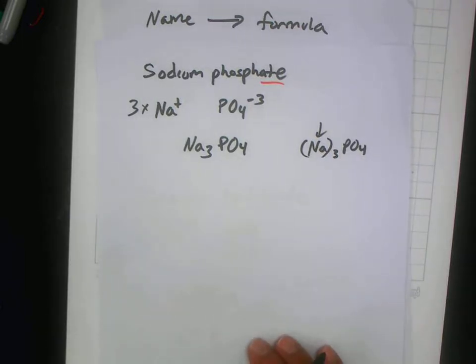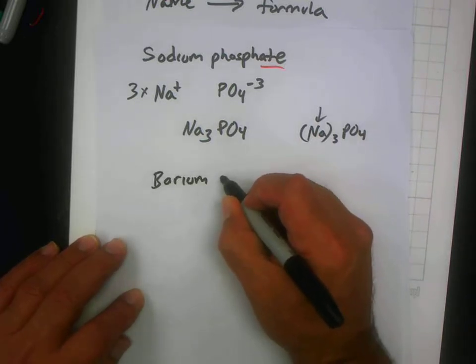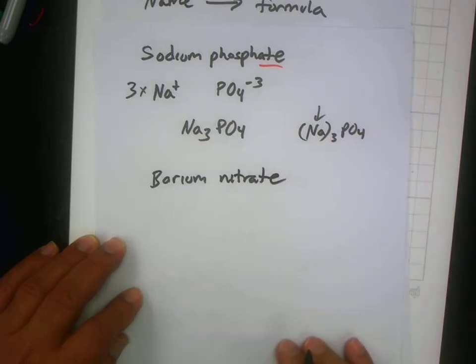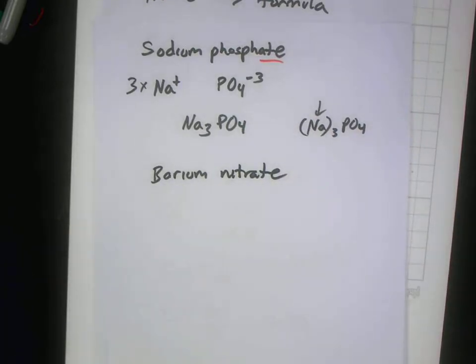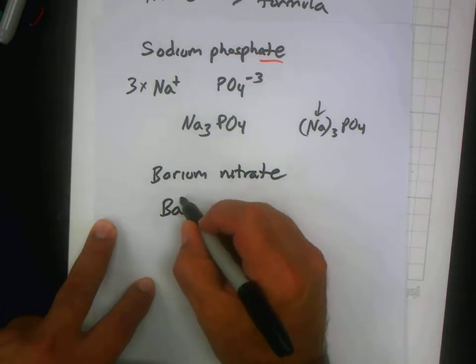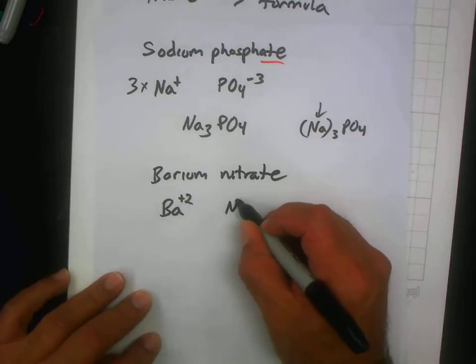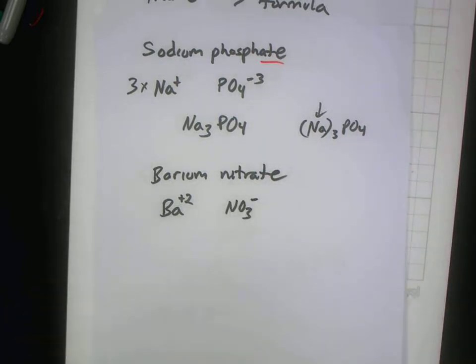One more like this. Barium nitrate. All right, so barium nitrate has barium in it, atomic number 56. Symbol for barium is Ba. It's also in column 2, so it gets a +2 charge. Nitrate is on the list over here of polyatomic ions. It is NO3 with one negative charge. So there's a barium, and there's a nitrate, NO3 with one negative charge.